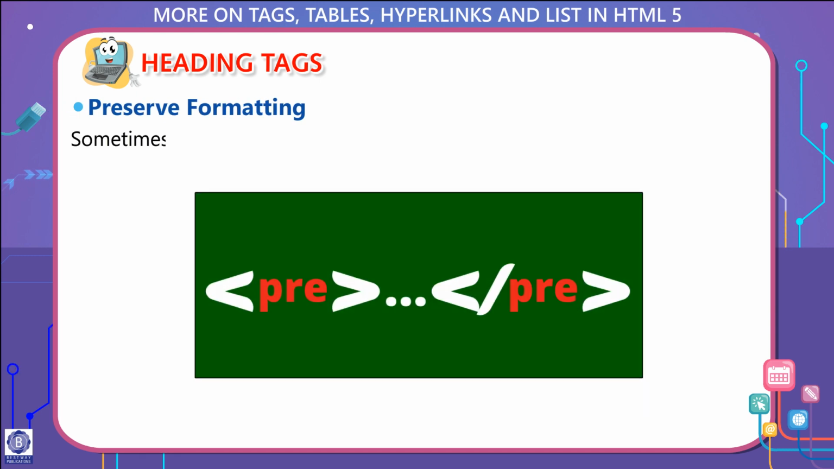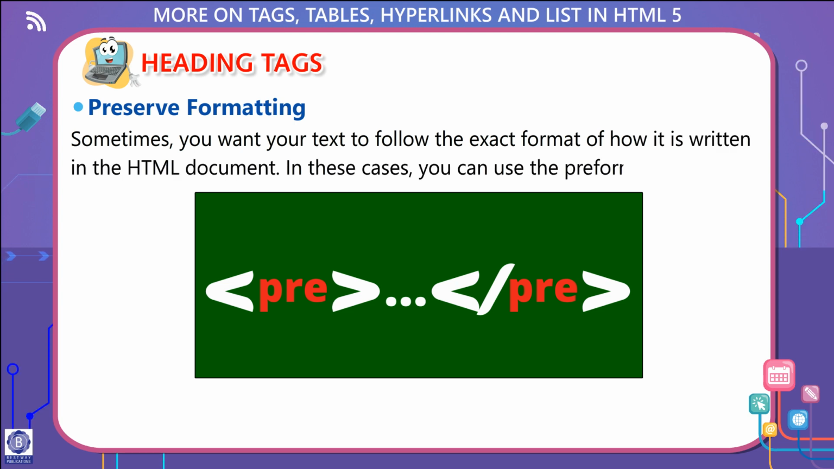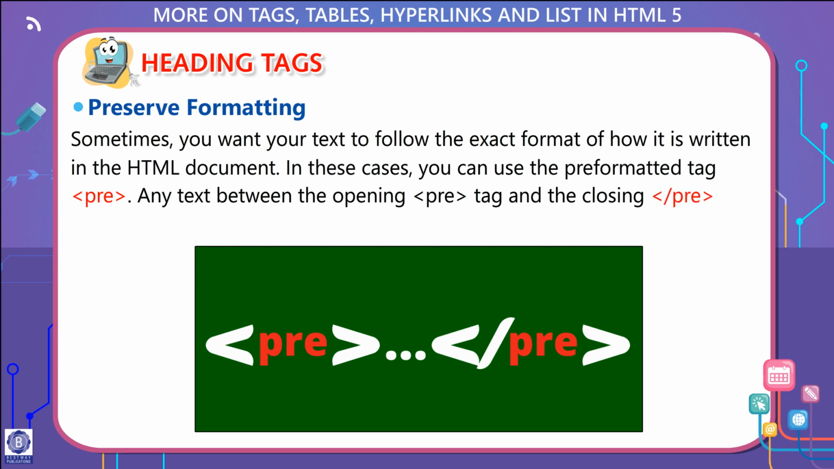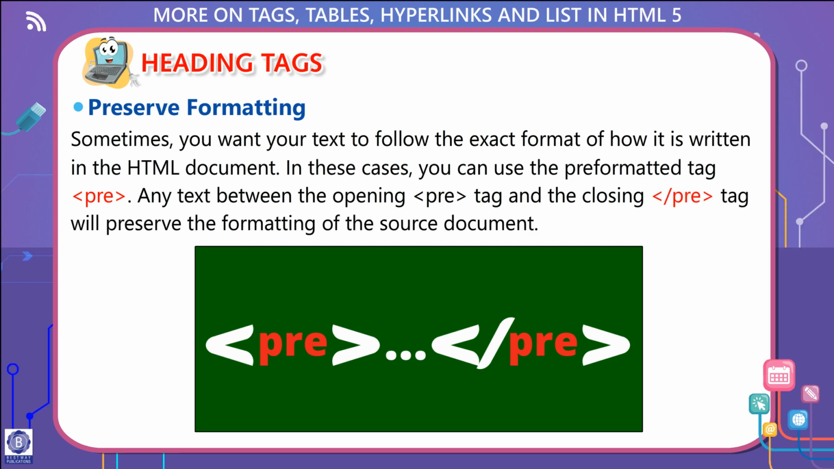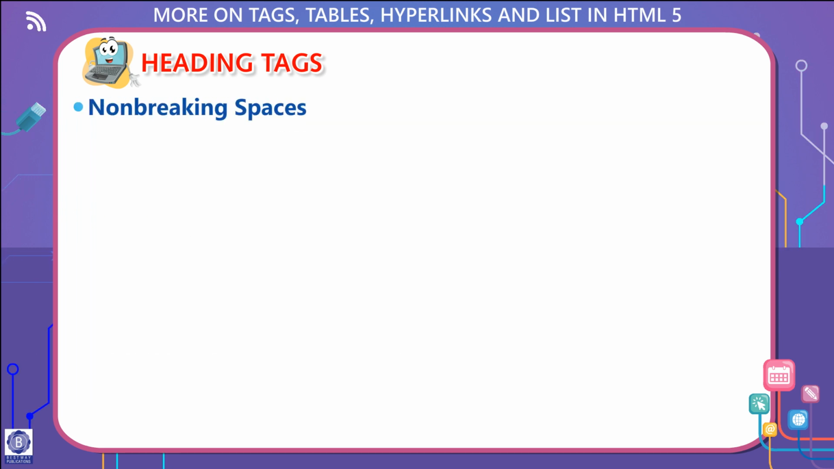Preserve formatting. Sometimes you want your text to follow the exact format of how it is written in the HTML document. In these cases, you can use the preformatted tag, pre. Any text between the opening pre tag and the closing /pre tag will preserve the formatting of the source document. This will produce the following result.